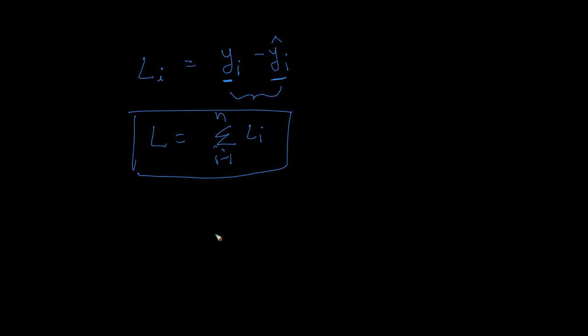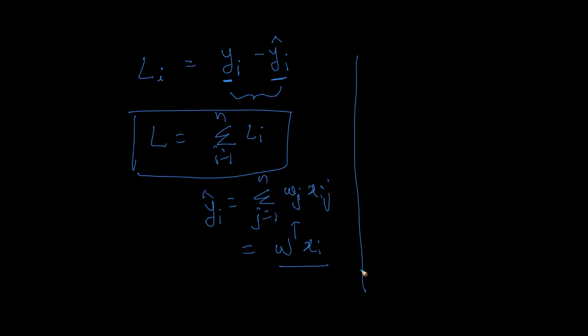Now this yi hat, for linear regression, is equal to the sum over j is equal to 1 to n of wj xij, right? Or it is nothing but w transpose xi. The same term can be written like this, because this is the vector representation of this term. So if I write the loss for linear regression, li is equal to yi minus w transpose xi, right? So this will be the loss for linear regression.